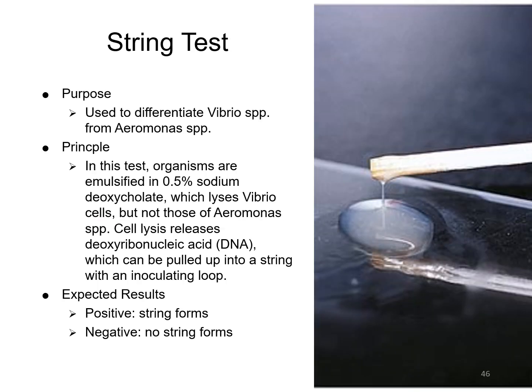The string test is used to differentiate the Vibrio species from Aeromonas. With this test, you would emulsify the organism into a sodium deoxycholate type of reagent. This will lyse the Vibrio cells, and that lysis will result in the release of DNA, which can be pulled up kind of like a string. You can see it with any sort of stick or inoculation loop. To be positive, it would have to form a string, and negative would be no string.